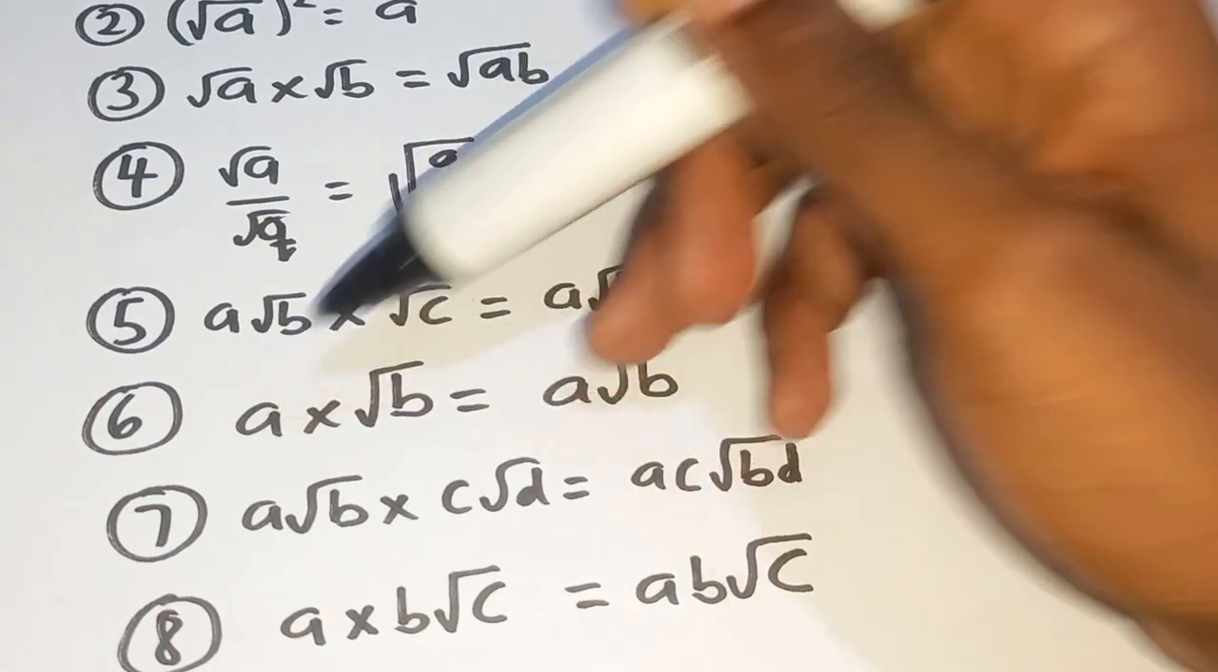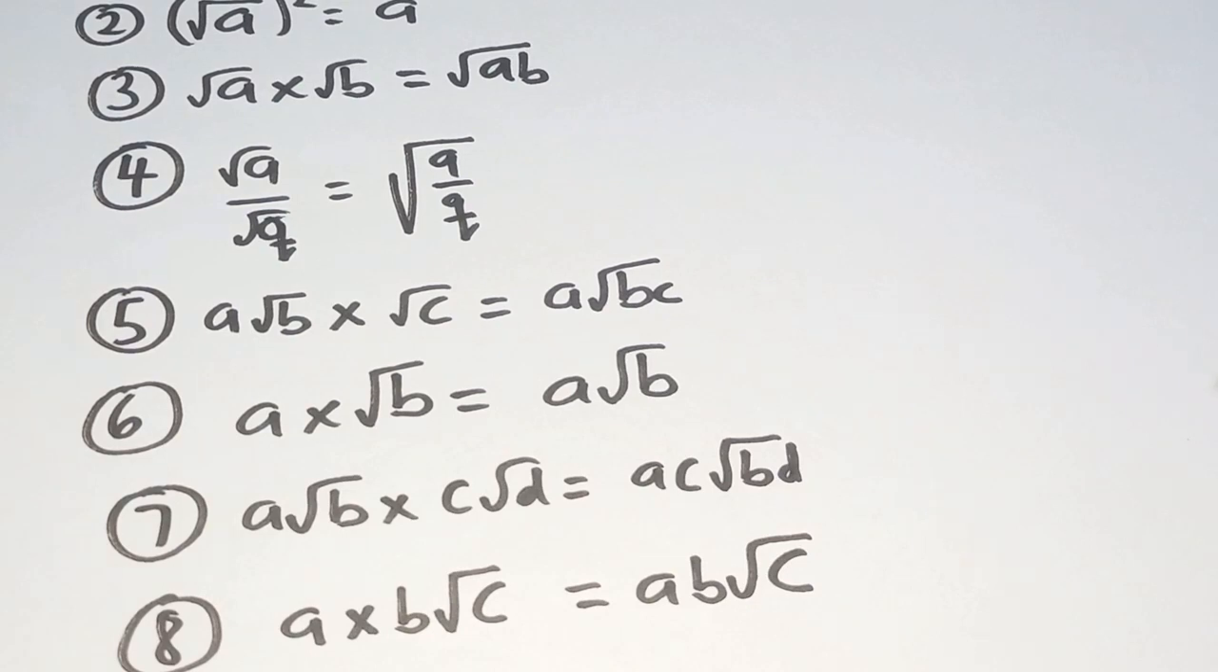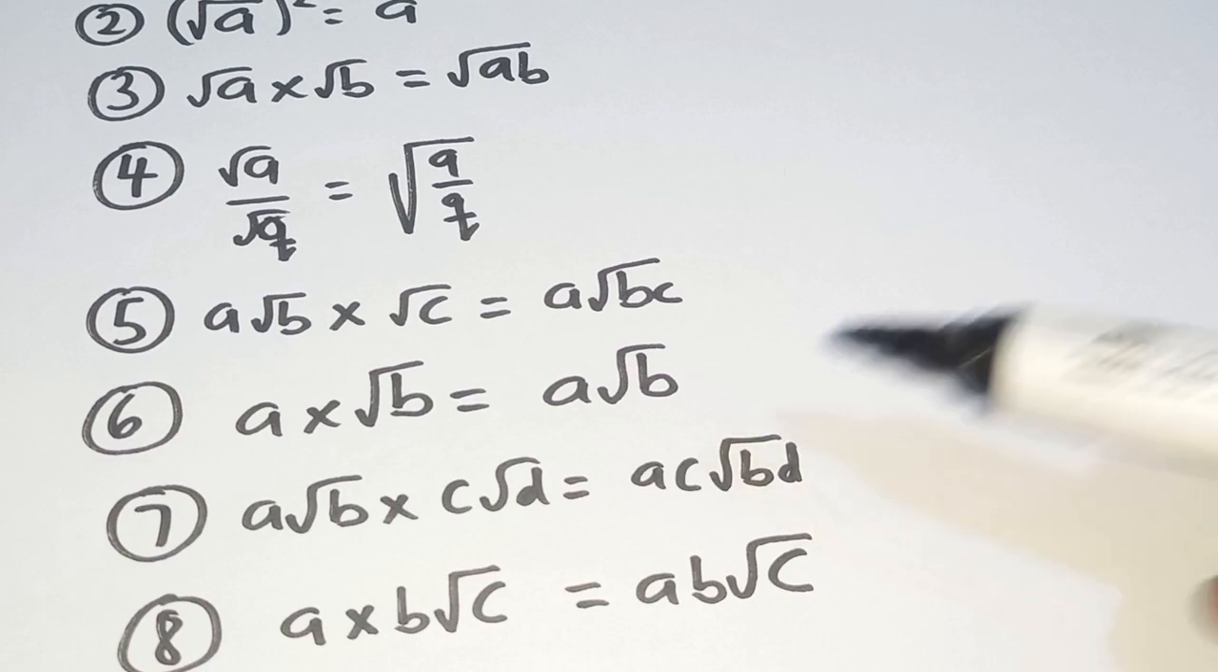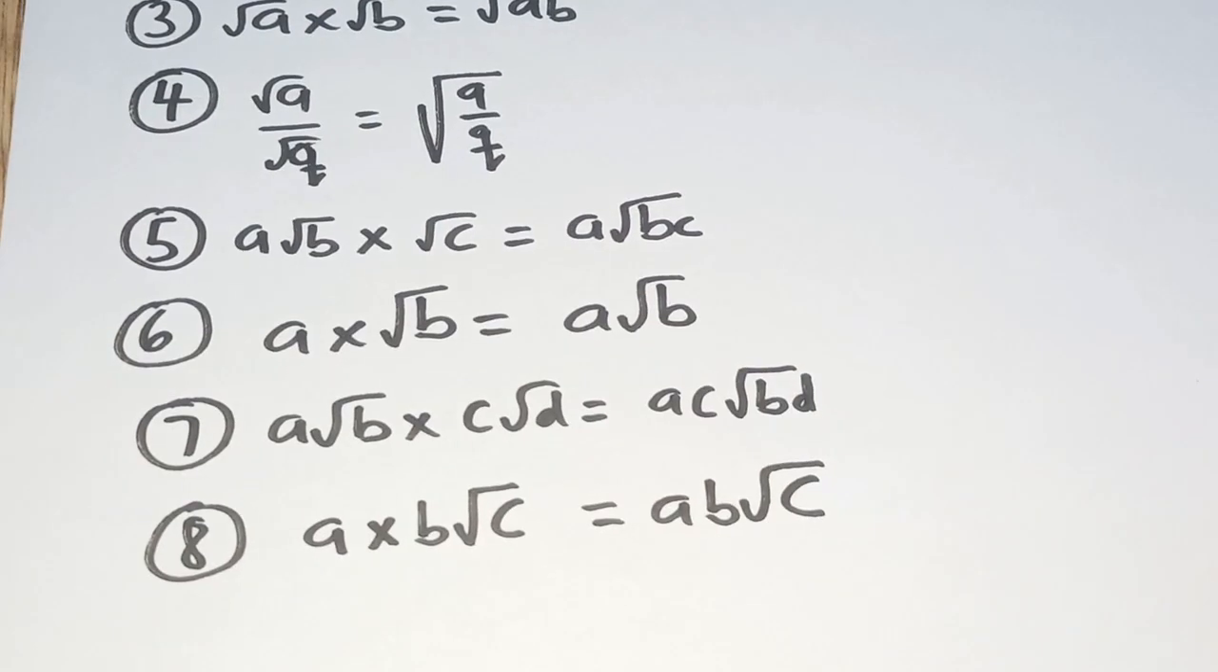And we have equation 6, a times root of b, is the same as a root b. You see, the multiplication is just multiplying the like terms. Are you guys getting it? So let's go back and solve some examples on the multiplication of surds.